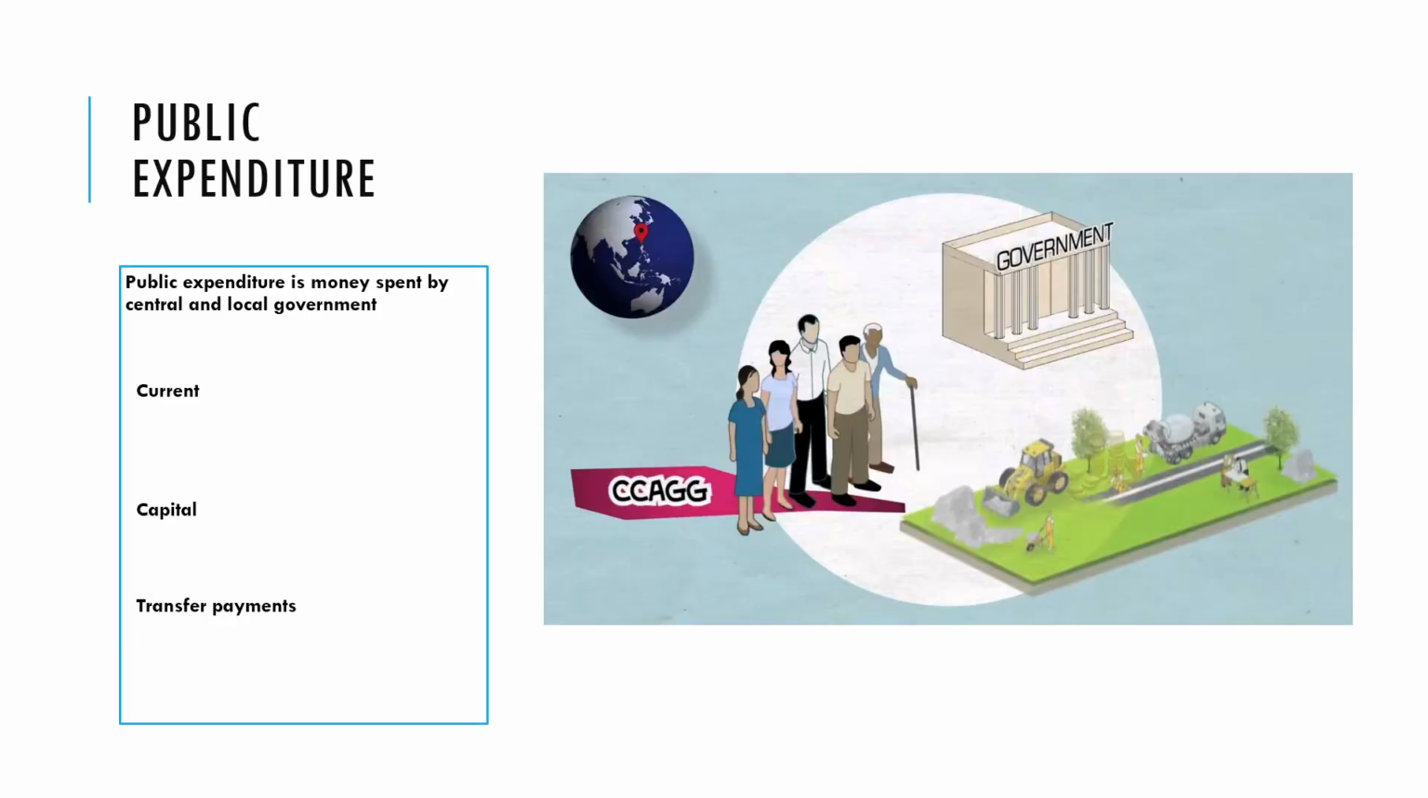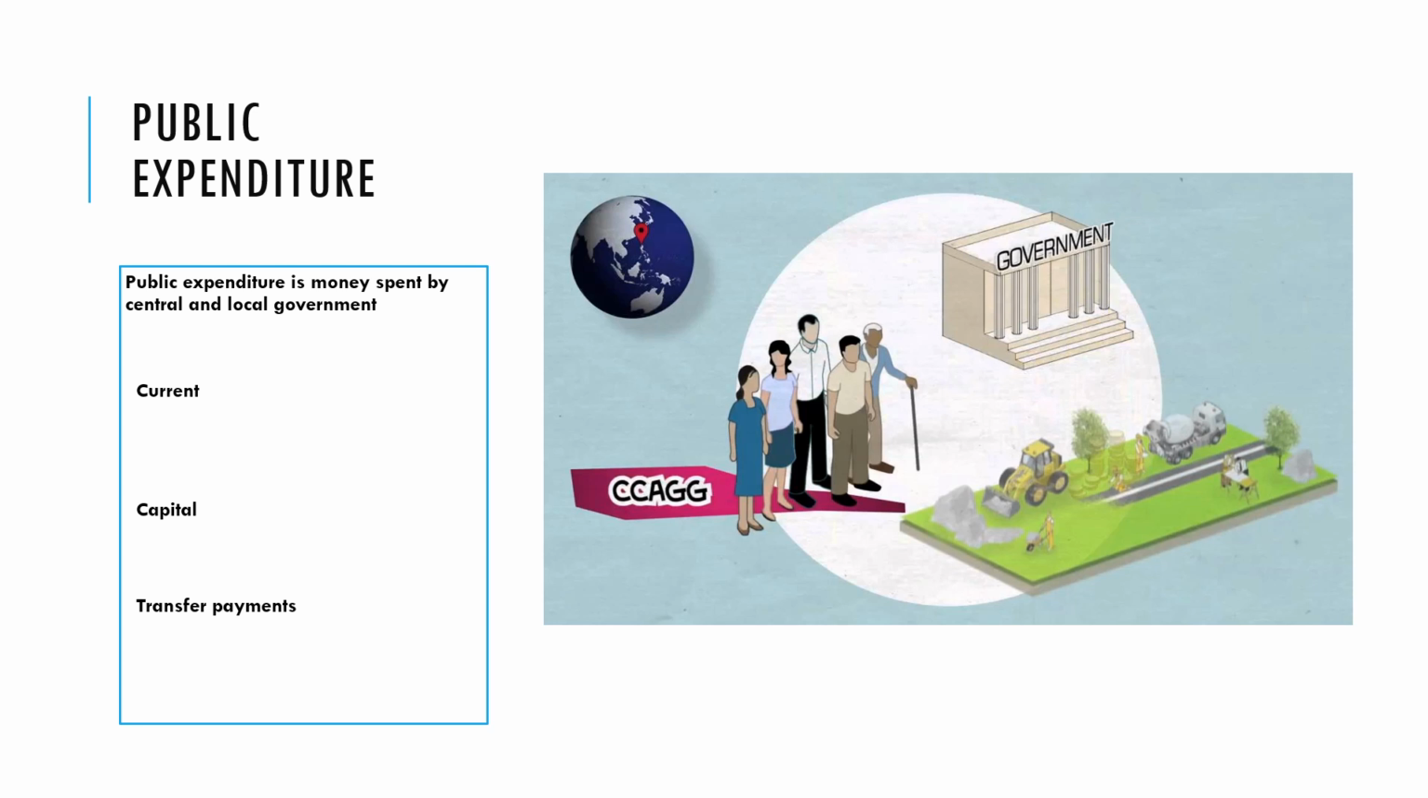So when we're talking about the size of the state, we're really talking about the extent to which, or the levels at which, there is public expenditure within the economy. And public expenditure is money spent by central and local government. We can normally categorize public expenditure into three main categories.